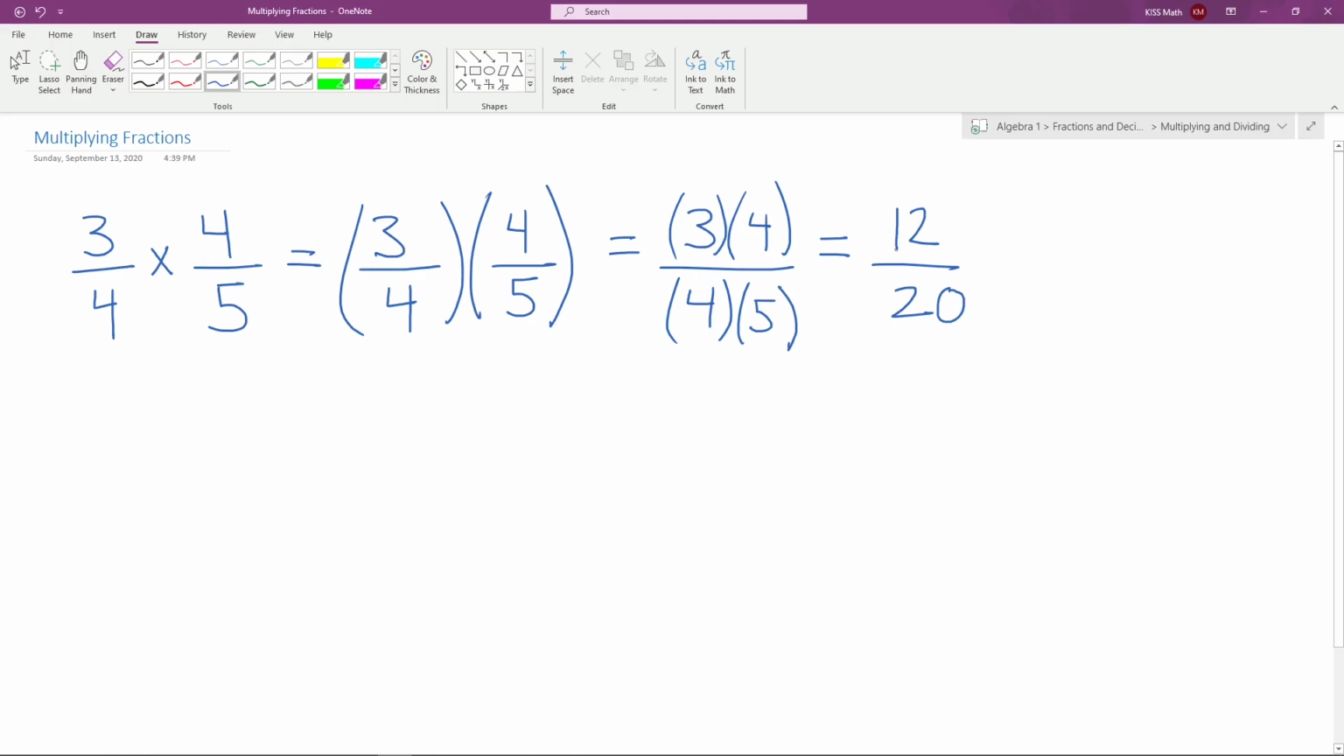So this is our answer, but we need to check if this can be further reduced down, which it can. If we divide both the top and the bottom by 4, we would get 12 divided by 4 is 3, and 20 divided by 4 is 5. And now this is our final answer.